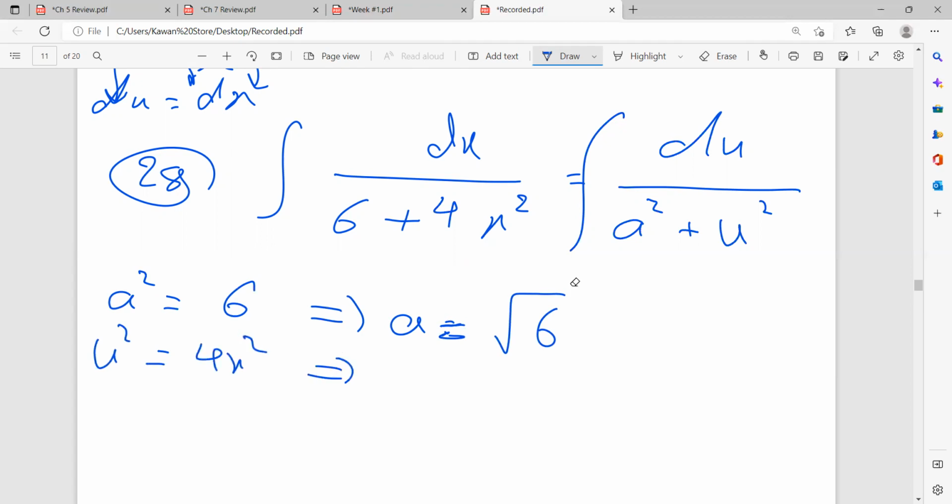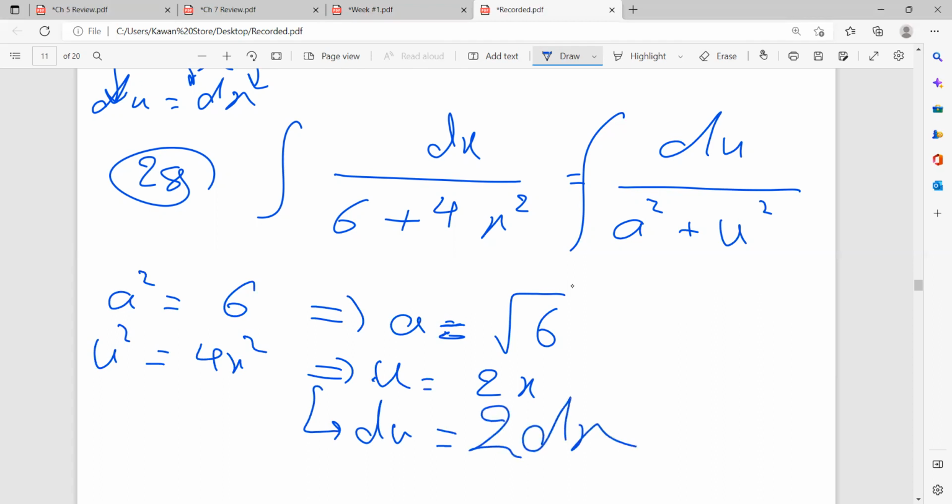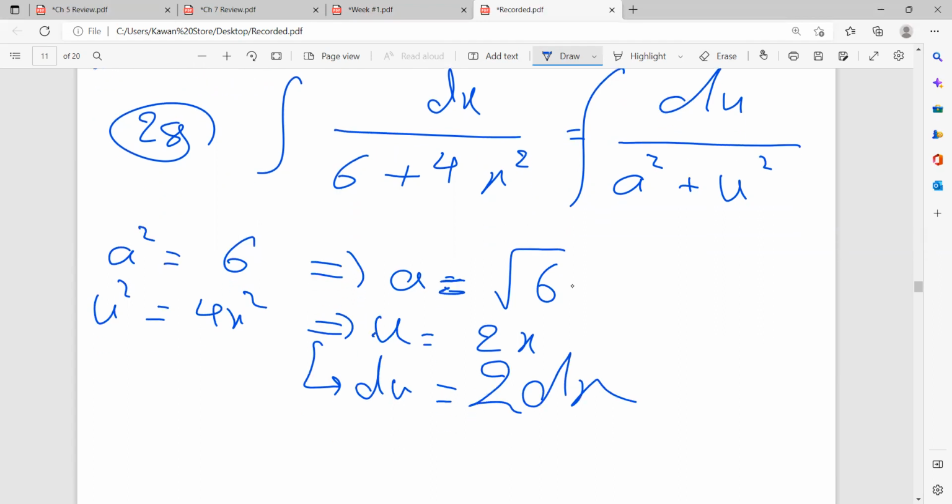4x squared. Now square root of u square is equal to u. Square root for the other side, it will be what? 2x. From here, take the derivative of here. u, derivative of u, du. Derivative of 2x, 2 dx. Am I right? So now I am going to balance them. I need to put what? Am I right? And 1 over 2 outside. Now I have this formula 100%.